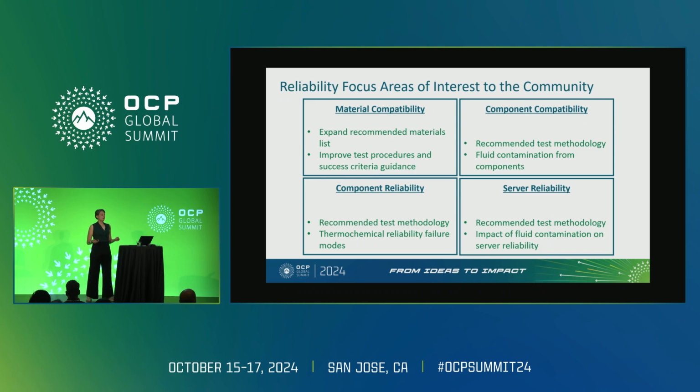But in addition, it's like, okay, this fluid contamination question: what kind of contamination? Where is it coming from? What are thermochemical failure modes? What do they look like? How do I get some education on what I should be looking for? And then what actually is the impact of the fluid contamination on server reliability?